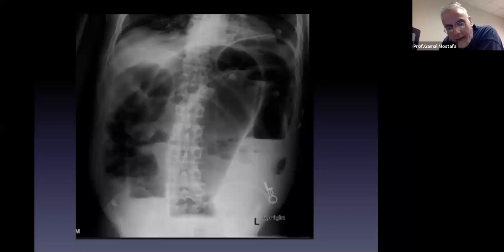We talked about colonic inertia and we said this is different from Ogilvie's. How different?